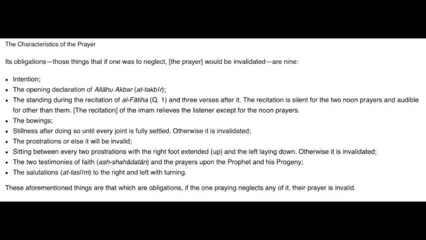The woman's audible recitation should be lesser than that. The minimum of the silent recitation is that one can hear oneself only. That is, only the reciter should be able to hear himself. The maximum of the silent recitation is when one's ears cannot hear it. The author says, the recitation of the Imam relieves the listener except for the 2 noon prayers. That is, the one praying behind the Imam is to not recite anything behind the Imam for the first 2 units of an audible prayer.